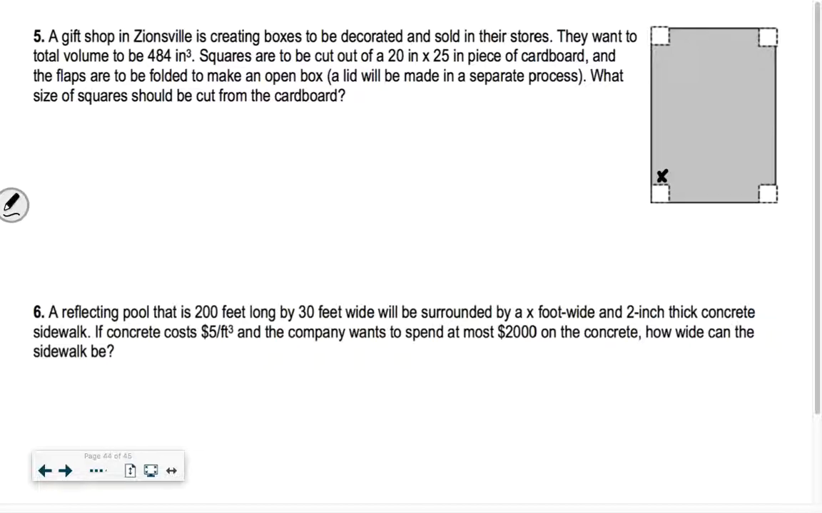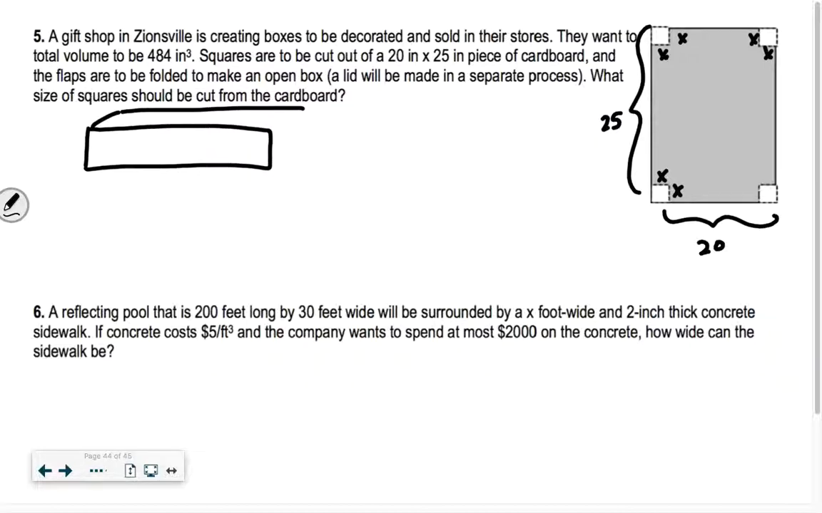So these are going to be x by x, cut out of something that is 25 inches originally on one side and 20 inches on the other side. So I want you to give me the length, width, and height of this box. So think about the length, width, and height. We're folding it, so it looks like this. This is one of the distances. This is one of the distances. And then the height is x. Okay, so give me the length and the width.